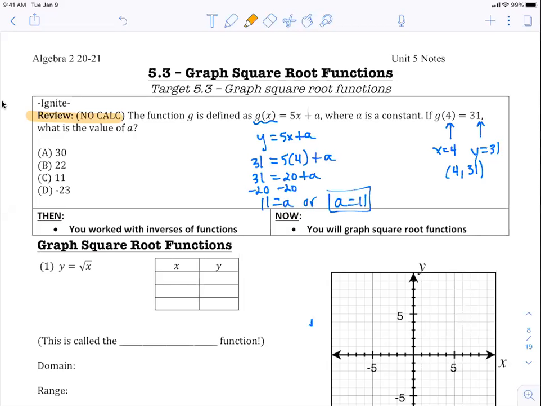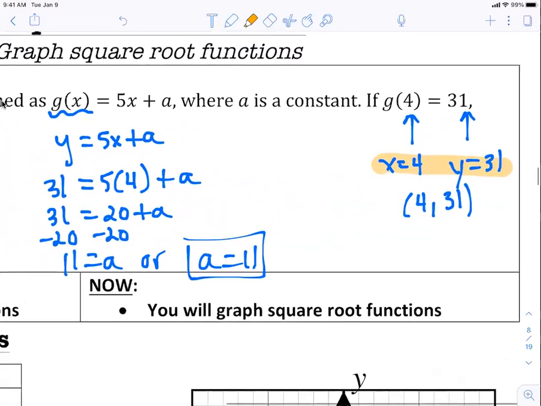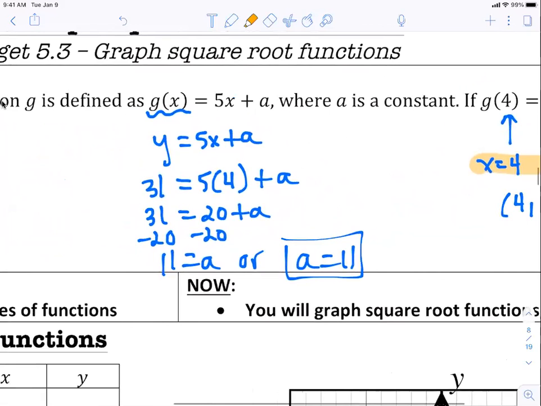All right, answers are up for this one. All you had to recognize was that at the end where it says if g of 4 equals 31, you just have to realize that that right there in a way is a point. It's saying when x is 4, y is 31. So that's information that you can use. Because remember, g of x, that just stands for y.